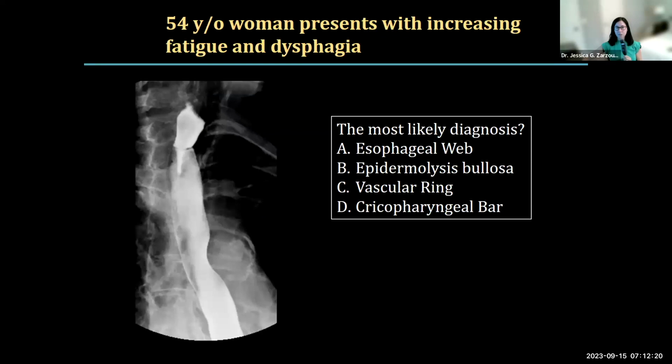So this is a woman who presented with increasing fatigue and dysphagia. In this case here, we're in the cervical esophagus, and we see this thin mucosal web-like narrowing. Again, we can see this jet of contrast coursing through this narrowed portion of the cervical esophagus. So again, when we see this jet of contrast coming through, it lets us know that this is a more significant stricture. So what's the most likely diagnosis here? This is an esophageal web.